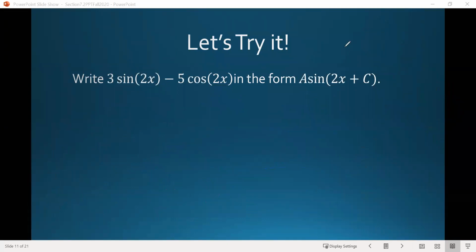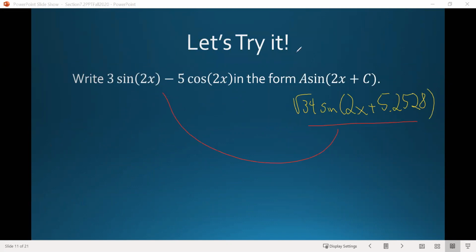Sorry, I'm going to have to clear all this out. So the value for a was root 34 times sine of 2x, and then our value for c was 5.2528. Okay. So that gives us this answer here. So we know that 3 times sine of 2x minus 5 times cosine of 2x can be rewritten in the form root 34 times sine of 2x plus 5.2528. Okay.